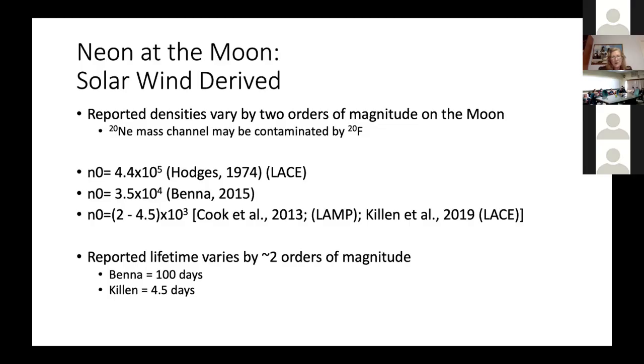But it also has implications for the lifetime of neon on the surface of the moon. If the Benna number is correct, then the lifetime of neon is 100 days, which is the photoionization lifetime. And if my number and Cook's number is correct, the lifetime of neon on the moon is 4.5 days, which means there are additional escape processes, which could be impact vaporization or sputtering. I see no reason to believe that ionization is the only loss process.